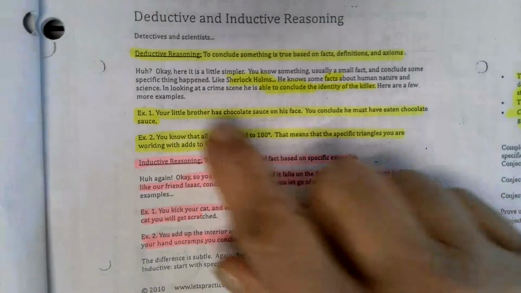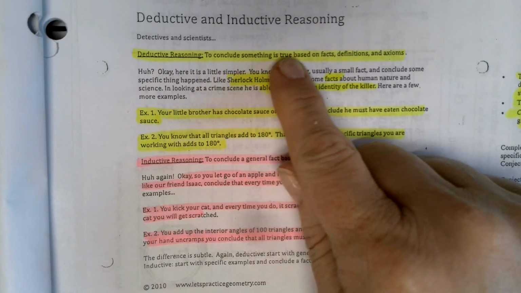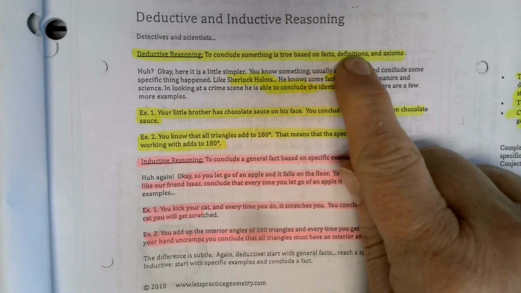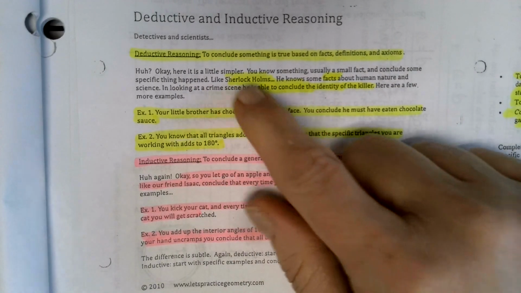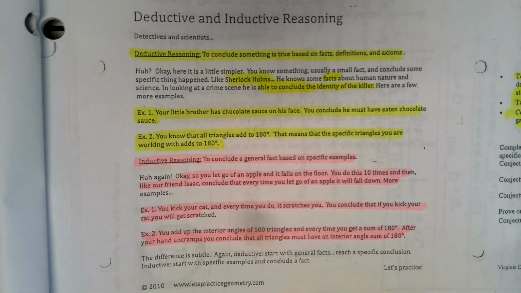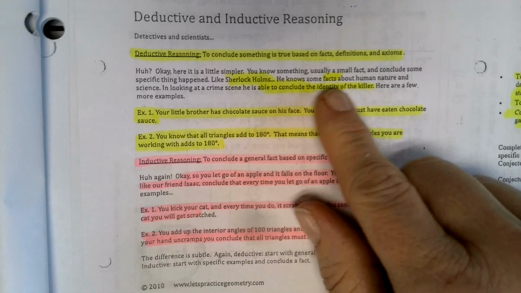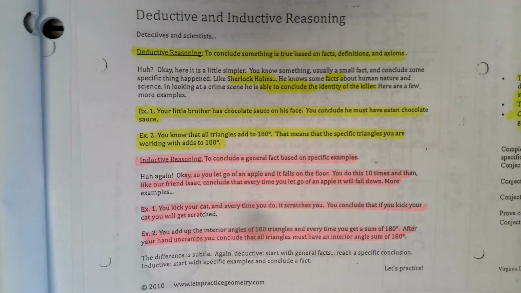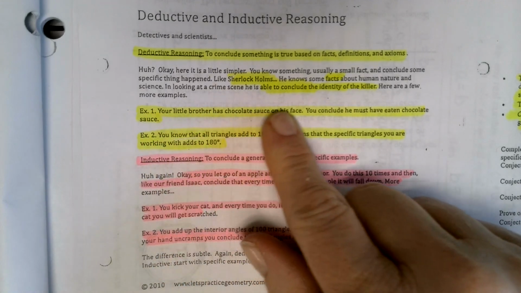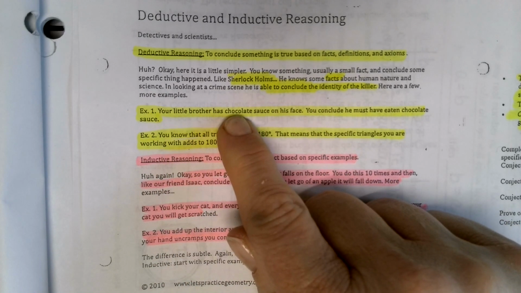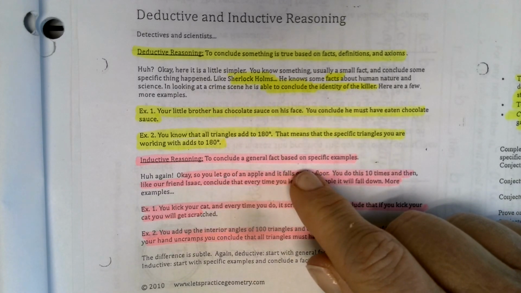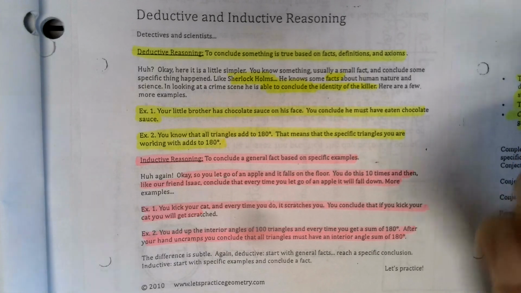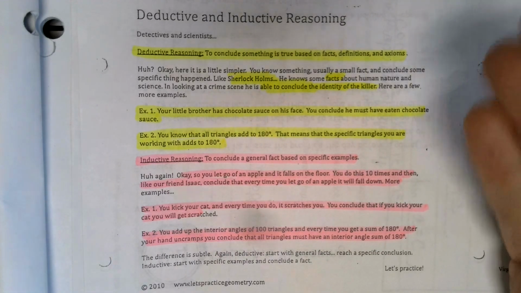All right, so let's look at this. Deductive reasoning is to conclude something is true based on facts, definitions, and axioms, which are like our postulates. It talks about, in this paragraph, Sherlock Holmes. He's going to ask you for the facts. Once he gets the facts, he's able to conclude the identity of the killer based on the facts. Here's an example. Your little brother has chocolate on his face. It's a fact that he has chocolate on his face. So you conclude he must have eaten chocolate sauce, or something chocolate. So you use deductive reasoning to figure out what he ate.